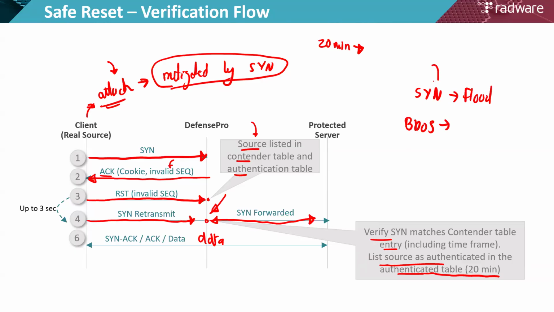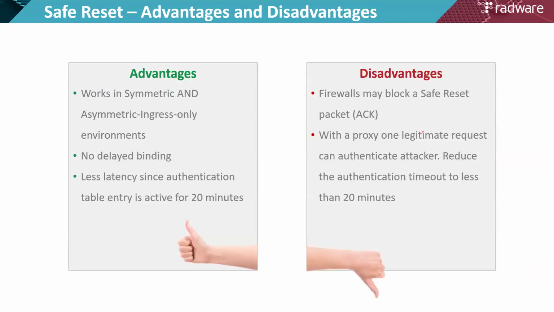So even if the SYN flood protection fails for some reason, the BDOS protection can kick in and block the attacks for you. So that's why both SYN flood and BDOS protection should be enabled, and BDOS protection should be enabled every time. That could be a disadvantage when it comes to safe reset, or rather it is applicable for both safe reset and transparent proxy, because in both scenarios the client is getting authenticated for the 20 minutes. The advantage of safe reset is that it works in both symmetric and asymmetric environments.